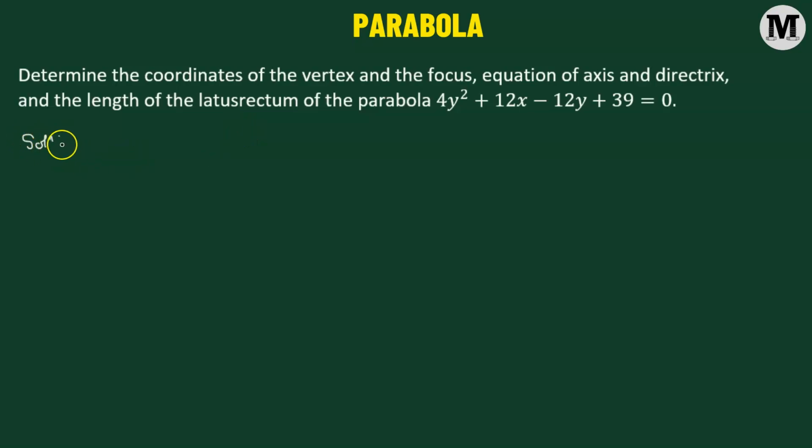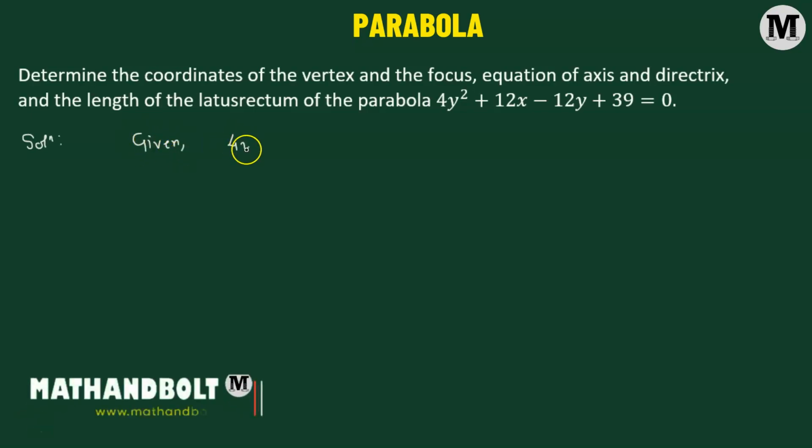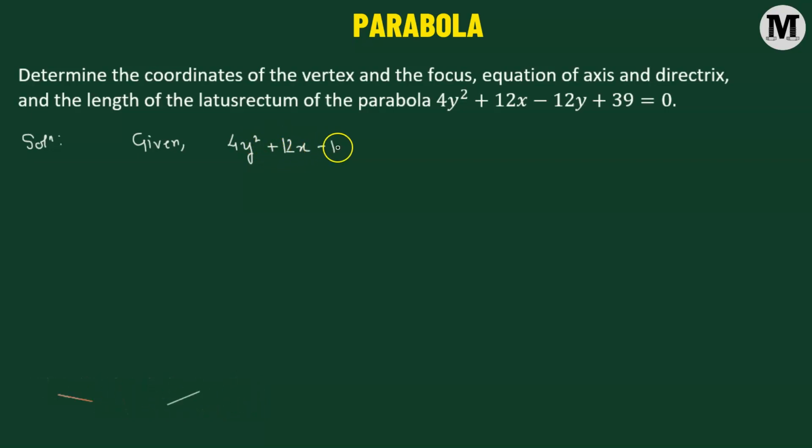So here what we'll do, we'll first consider the given equation of the parabola. We have 4y squared plus 12x minus 12y plus 39 equals 0. We'll try to convert it into the standard form. For this, let's keep the quadratic terms on the left hand side. So the quadratic terms consist of y. So we have 4y squared minus 12y. And then we are going to transpose the terms containing x and the constant term to the right hand side to get negative 12x minus 39.